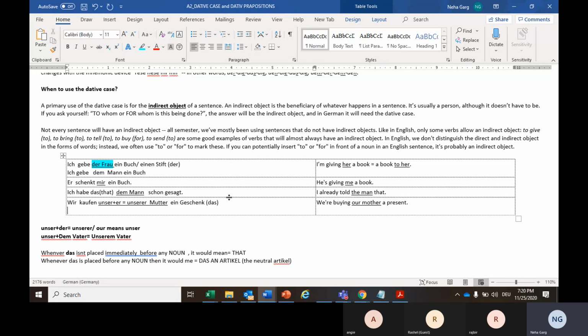If you would have given something for your father, you would have written wir kaufen unserem Vater. Unser plus dem, because Vater is der Vater, and that will change to dem in the dative case. So unserem Vater ein Geschenk. Is it clear?